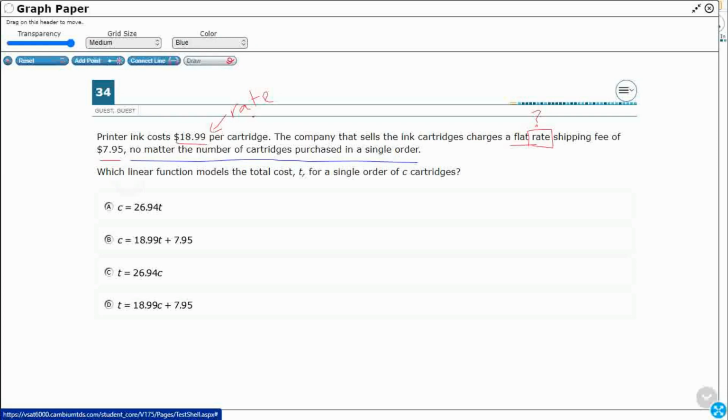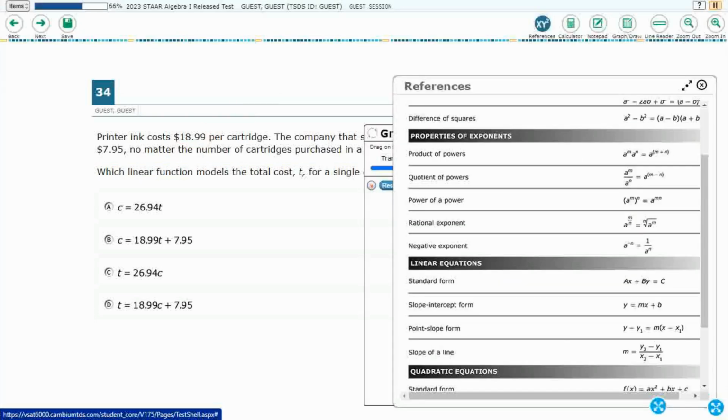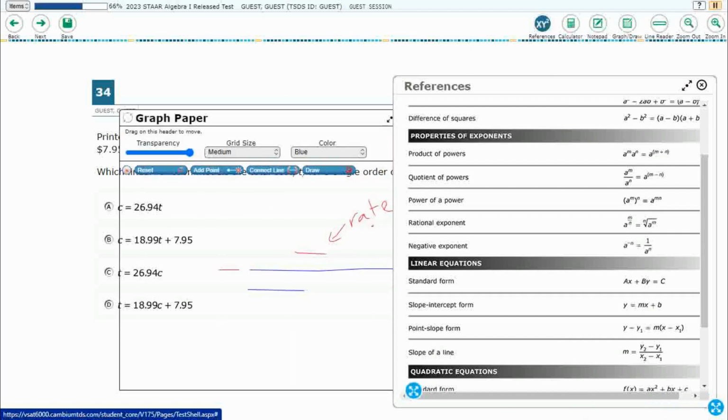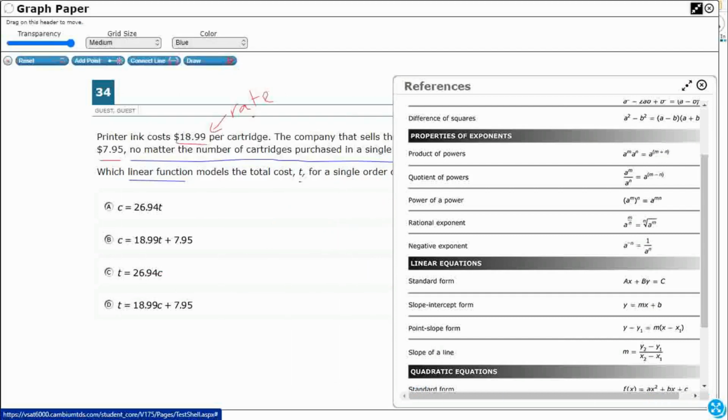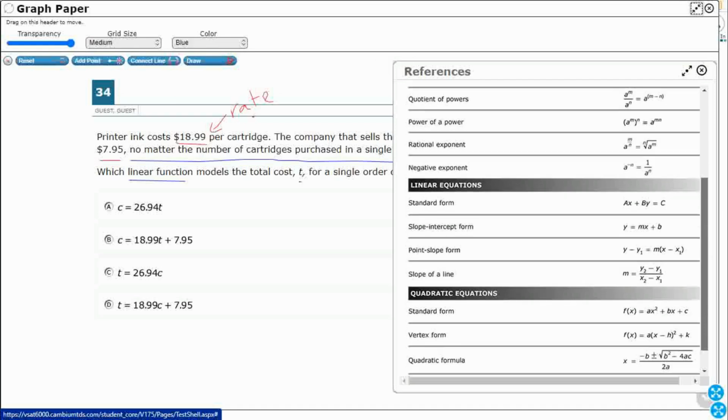So we need to write a linear function that models the cost t for a single order of cartridges. All right, so we got a lot to work with there. Let's open up our reference materials, because there is going to be something that we can wrap our heads around. If we're looking down at our linear equations, we'll notice that we've got a few different forms: standard form, point slope form, and slope-intercept form. And if we're looking at our answer selections, even though it doesn't have y's and x's, it looks closest to that slope-intercept form, the y equals mx plus b.